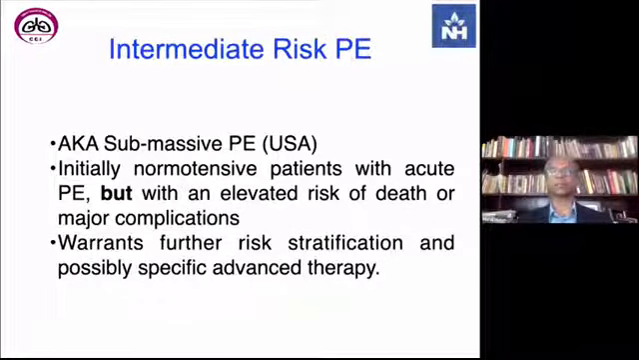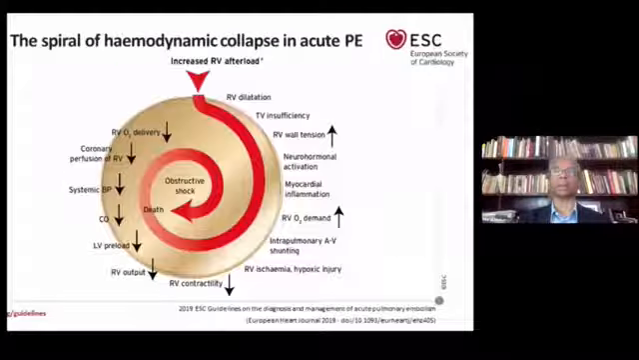The next is what is called an intermediate risk PE by the Europeans or a submassive PE by the Americans. This is a patient who's initially normotensive but has a proven acute PE, but has an elevated risk of death and major complications in the next few hours to days. And therefore, these people should be put in a slightly higher risk group and possibly receive very specific advanced therapy.